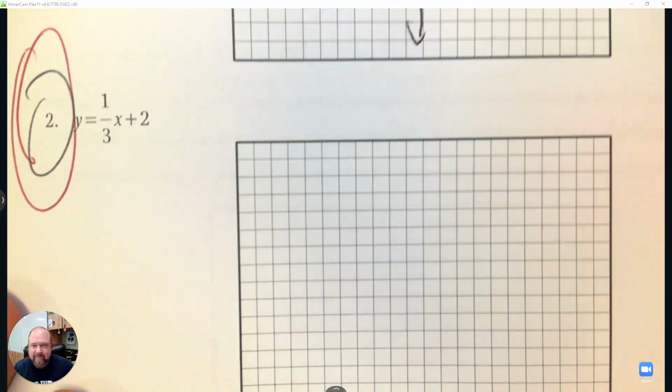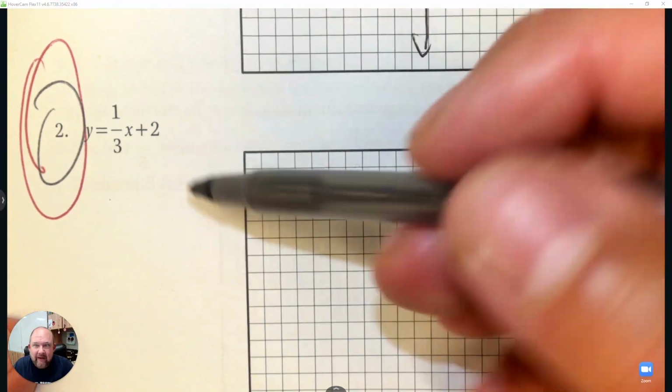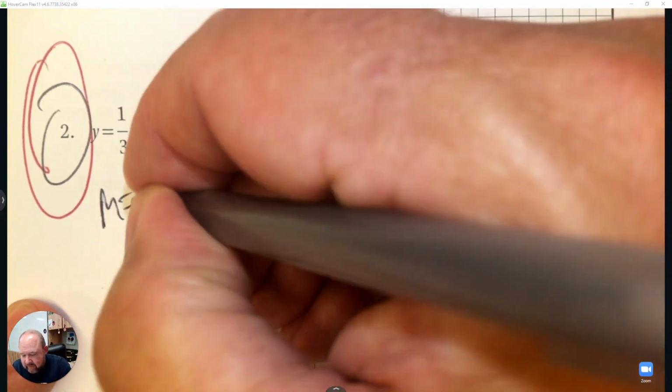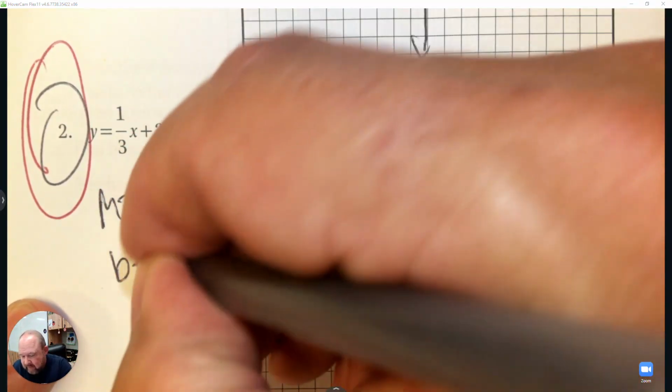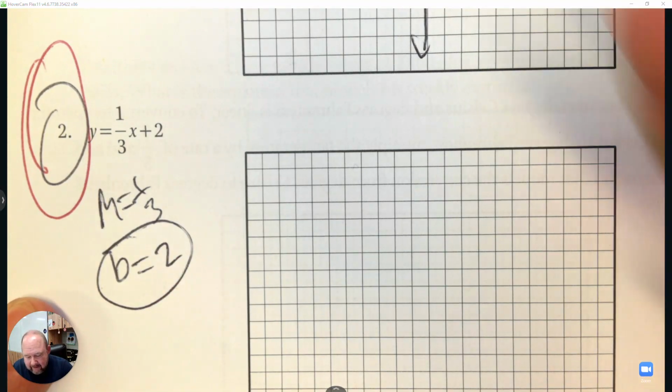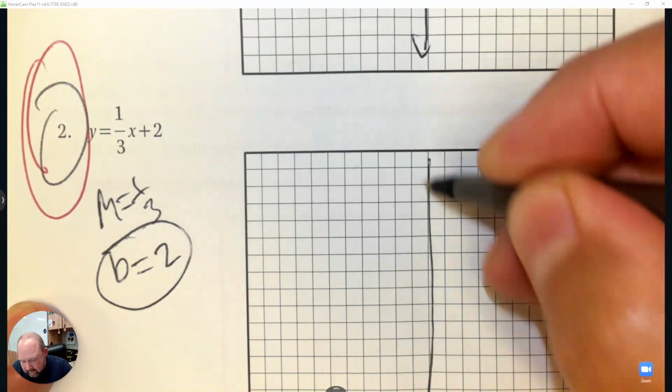Number 2. I recognize it's a line. The slope, that number in front of x, is 1/3. The y-intercept is 2. So I circle it to remind myself that's where I start my graph, is at 2.